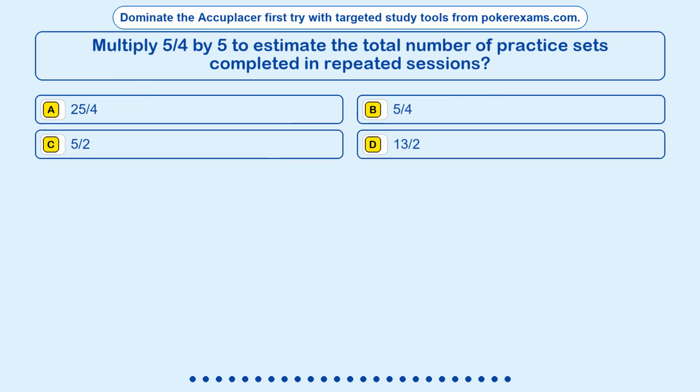Question 2. Multiply 5/4 by 5 to estimate the total number of practice sets completed in repeated sessions. Option A, 25/4. Option B, 5/4. Option C, 5/2. Option D, 13/2.